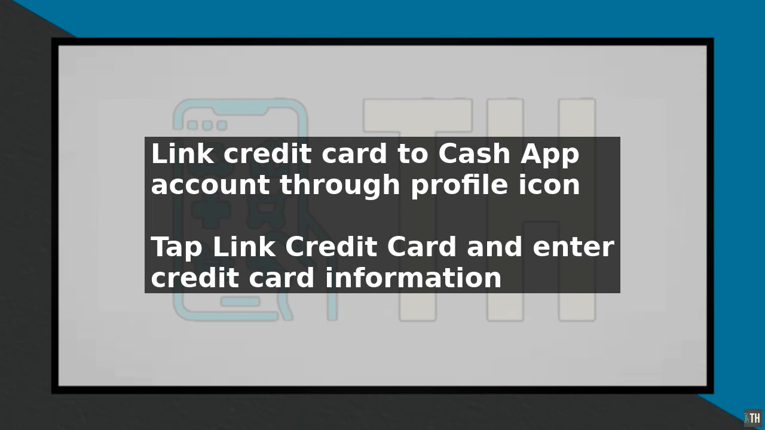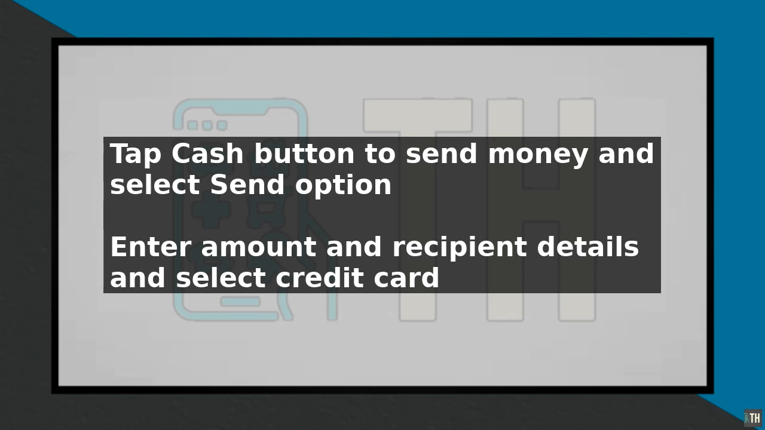Once your credit card is linked, you can use it to send money. Tap the Cash button at the bottom of the screen. Then select Send. Enter the amount you want to send and the recipient's email address, phone number, or $cash tag. Select the credit card you linked as the payment method and confirm the transaction.